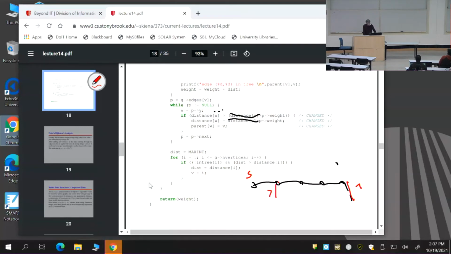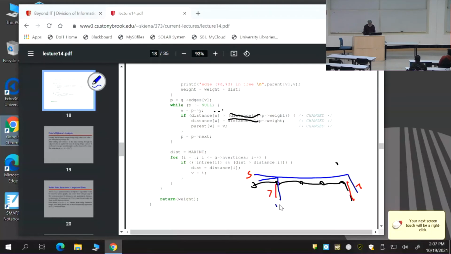Are either of these more desirable than the other? On the other hand, which one of these leads to a shorter path for some vertex? It should be clear that this is the shortest path, and that's a cheap shortest path. This is going to be a long shortest path.